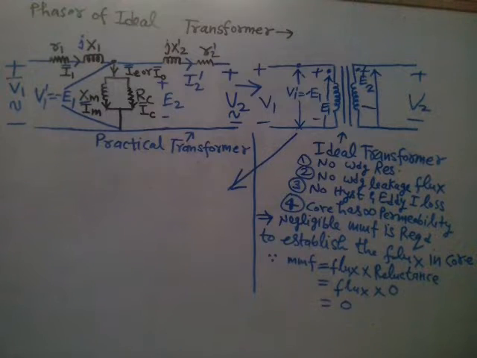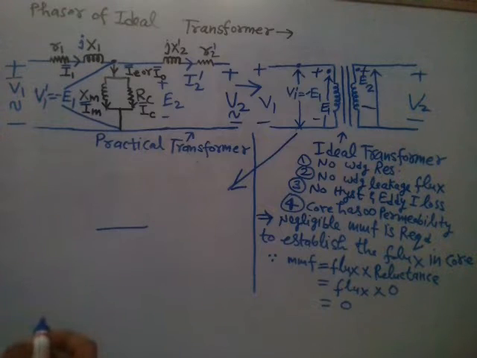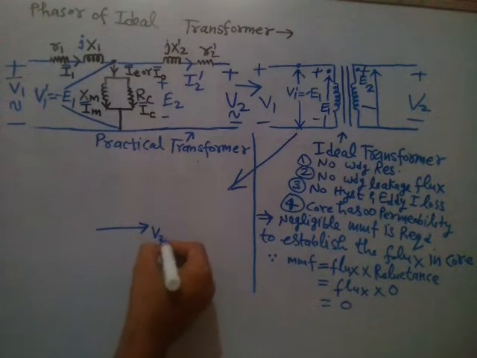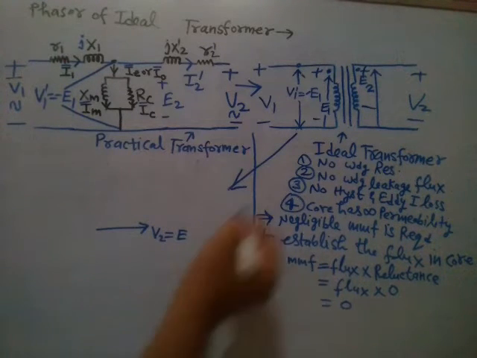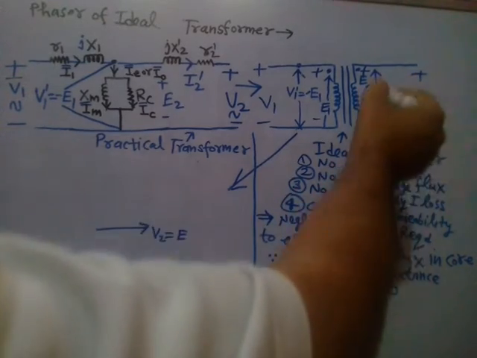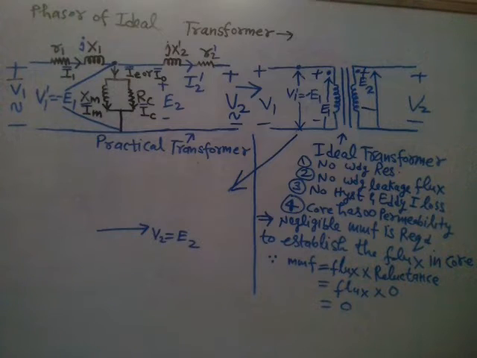This is not for the practical transformer; the practical transformer phasor diagram we have already drawn in earlier videos. The phasor diagram I am going to draw now is for the ideal transformer only. So draw the reference phasor V2, which is the first step in every transformer phasor diagram. Now apply KVL, and you get V2 equal to E2. So this is the phasor of V2.